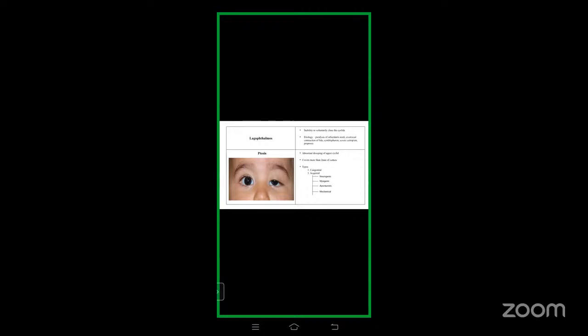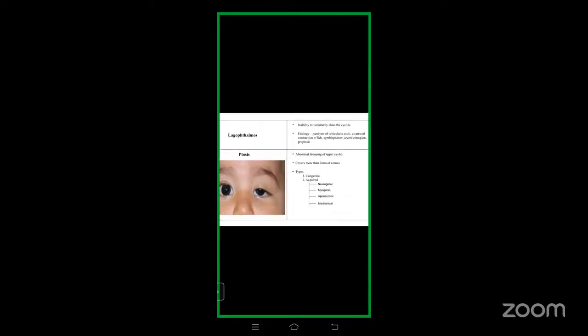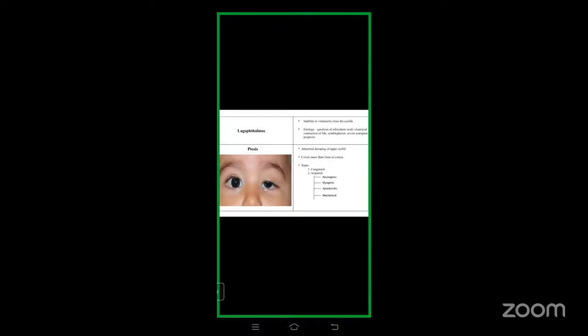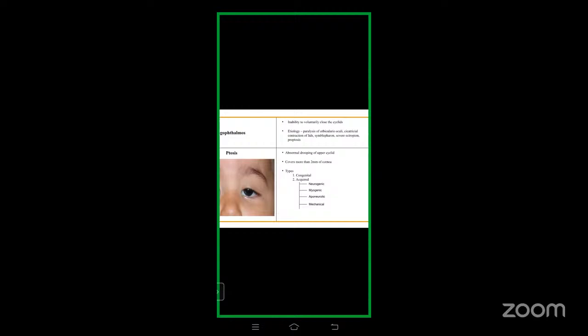The next one is ptosis. Ptosis is abnormal drooping of the upper lid. Basically our eyelid will cover 2 mm of the cornea. If a patient has ptosis, the cornea will be covered more than 2 mm. This can be classified as congenital and acquired. Acquired is further classified as neurogenic, myogenic, aponeurotic, and mechanical. Neurogenic is basically when there is a nerve issue. Myogenic is basically a muscle issue.